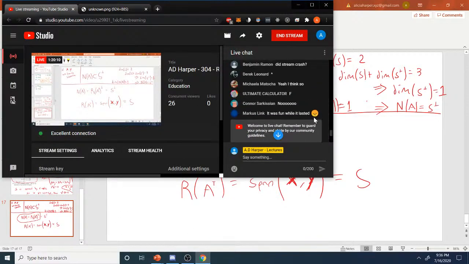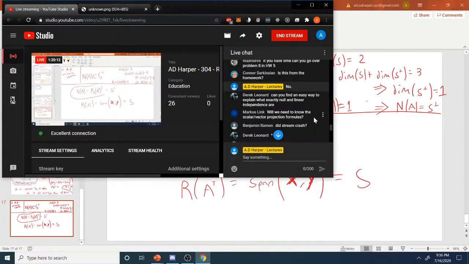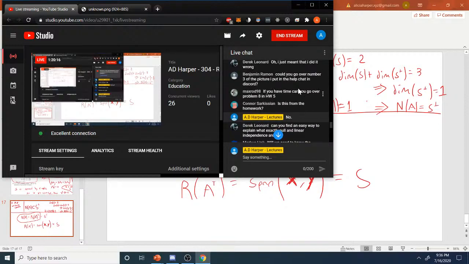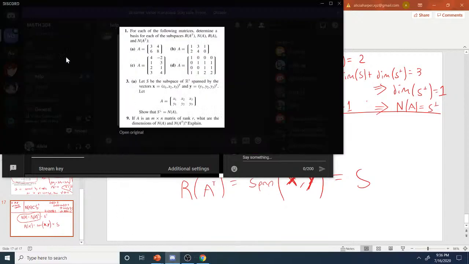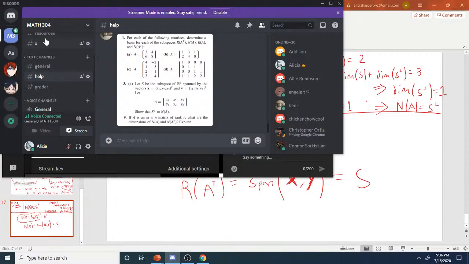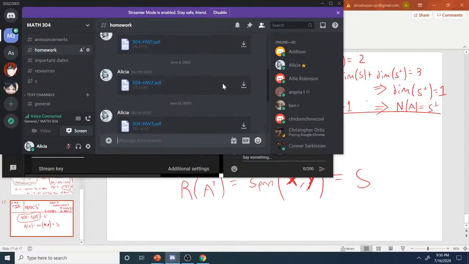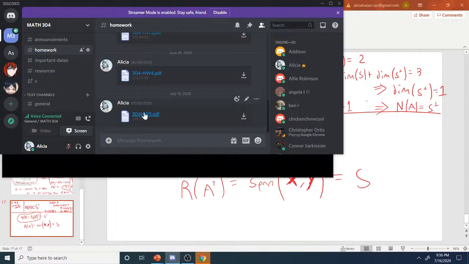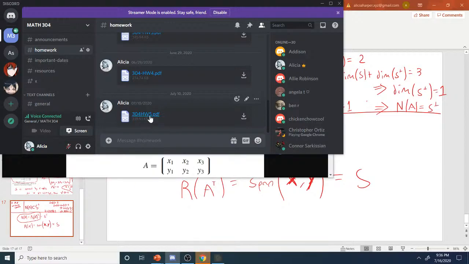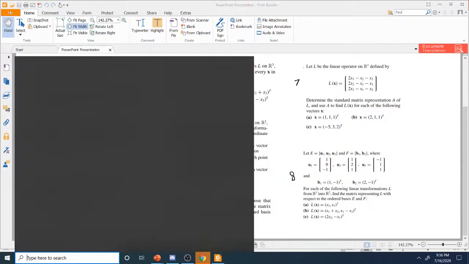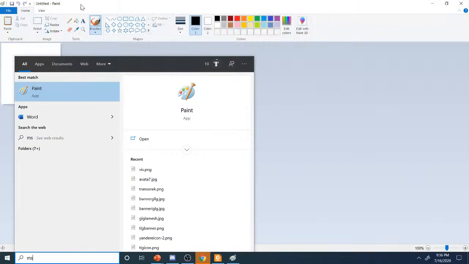Okay, so Max asked if I can go over problem 8 in homework 5. So let me do that. This is kind of a long problem, so I'm not going to do all of it, but I'll do a chunk.